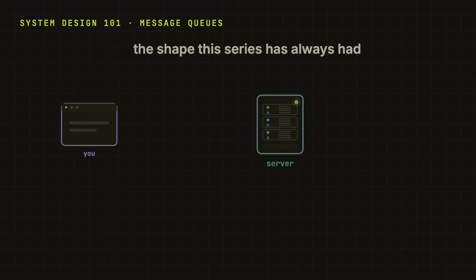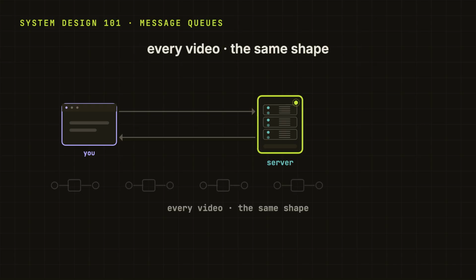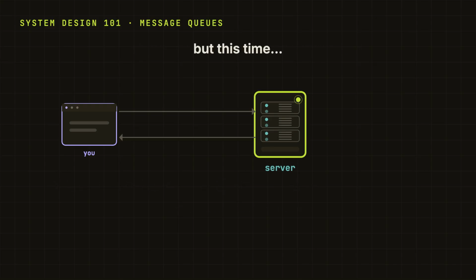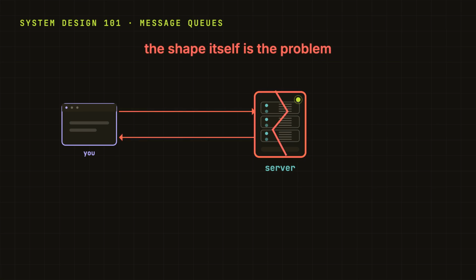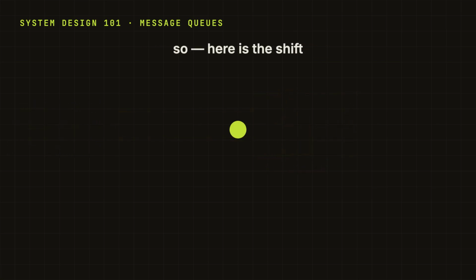So at a high level, up to now, this whole series has kept one shape. A request comes in, the server does the work, and an answer goes straight back. Every single video, that same shape. And this is the very first time we hit a case where the shape itself is the problem. So here is the shift. And honestly, this is the heart of the whole video.